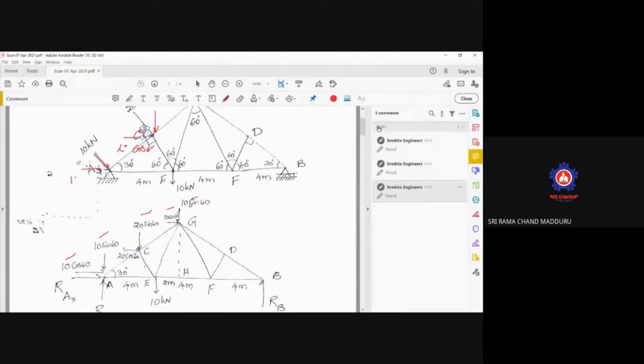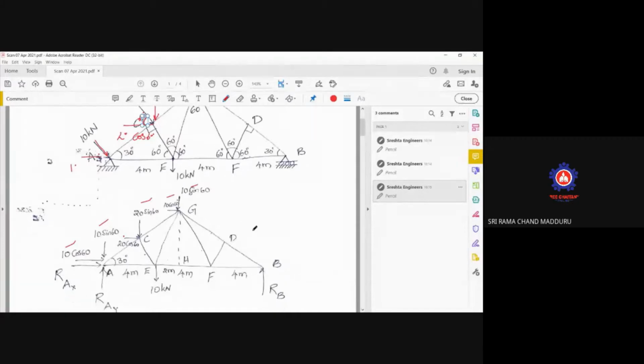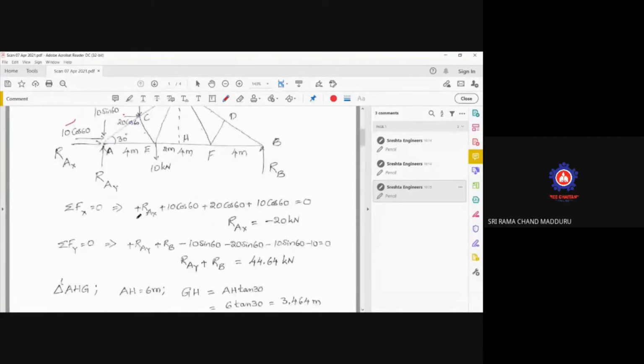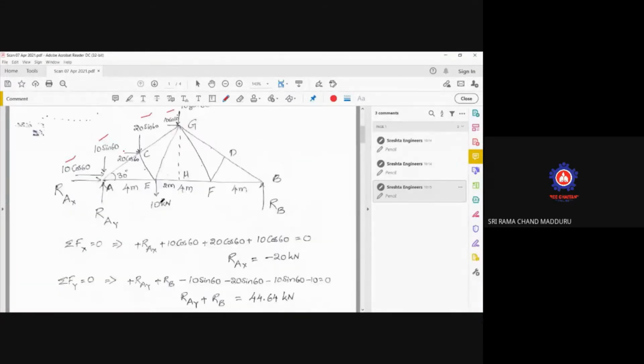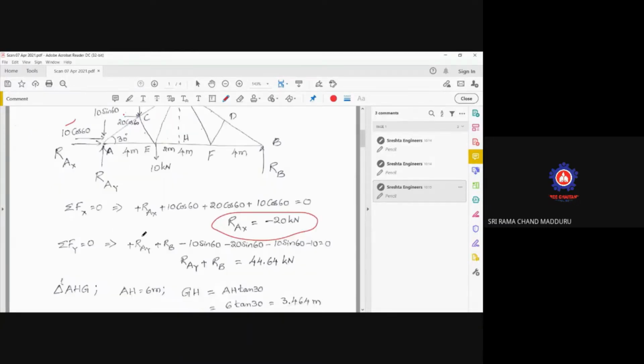Now, writing down sigma Fx is equal to 0 plus RAX. What are the forces along X direction? 10 cos 60, 10 cos 60, 20 cos 60, 10 cos 60. So we got a value of RAX as minus 20 kilonewtons.